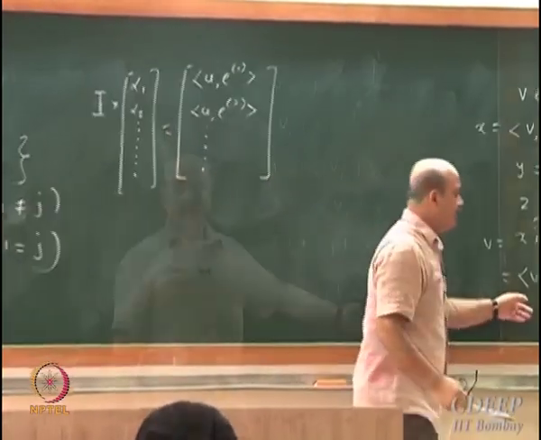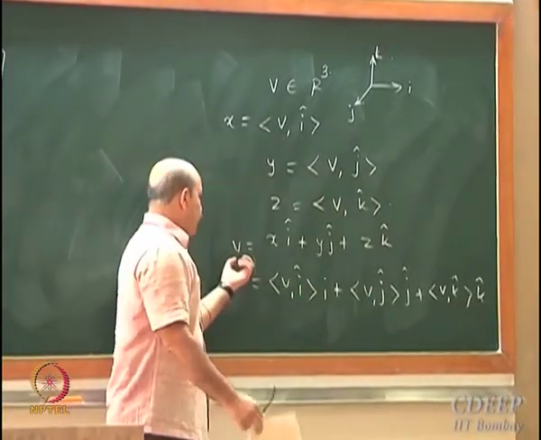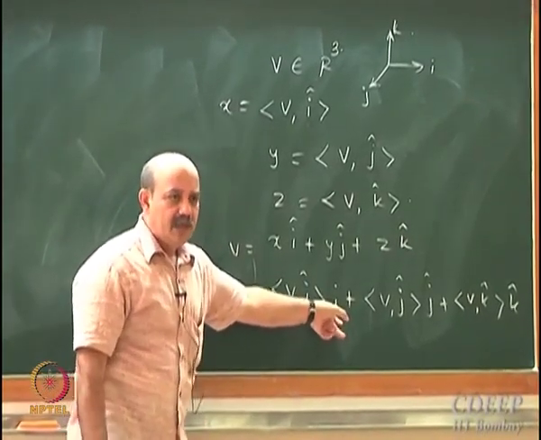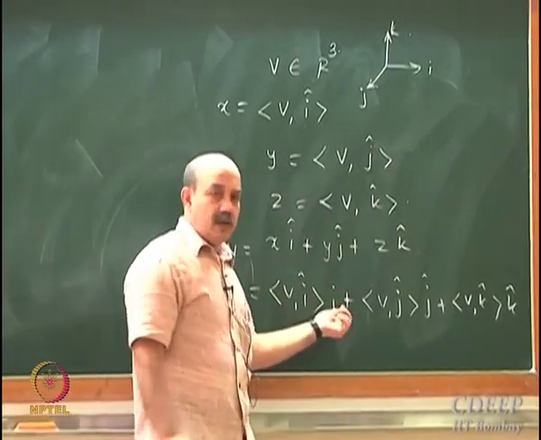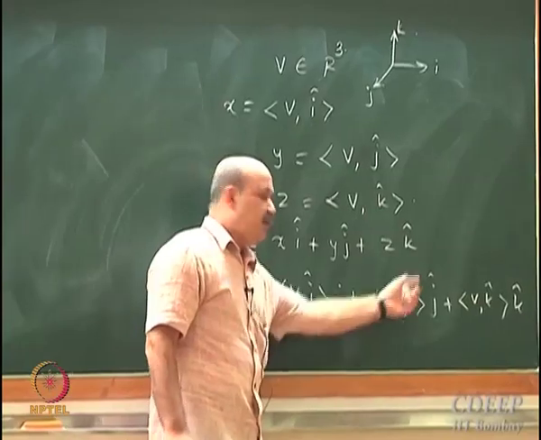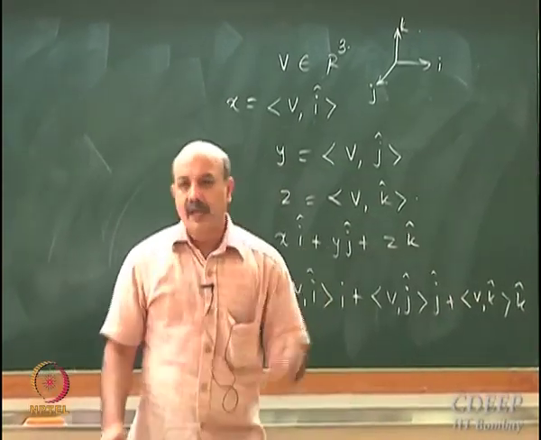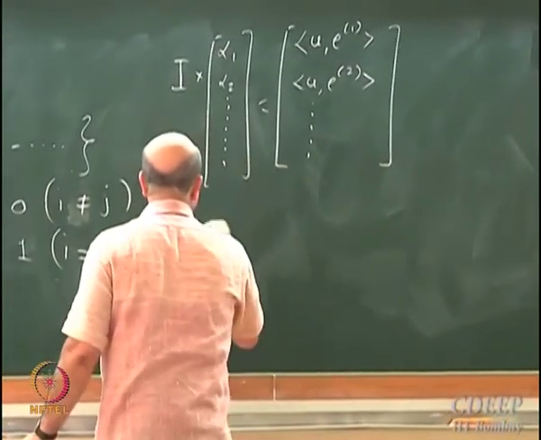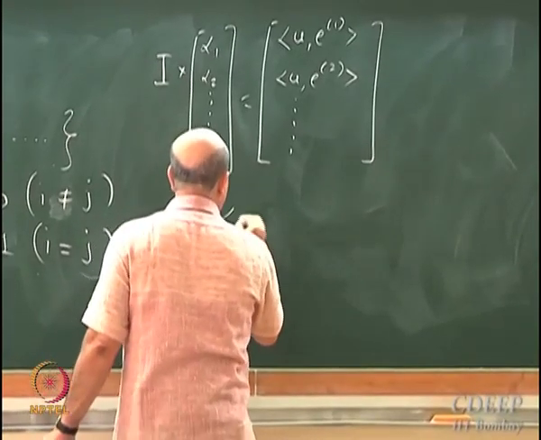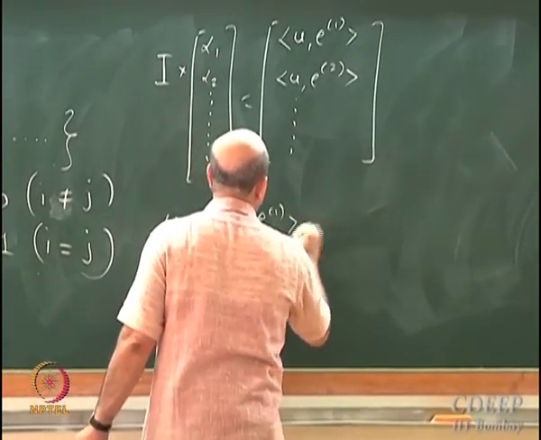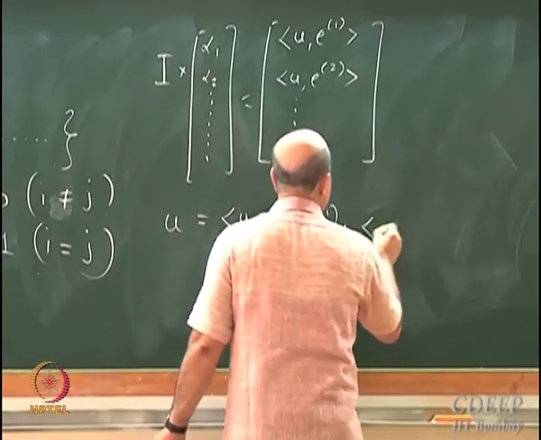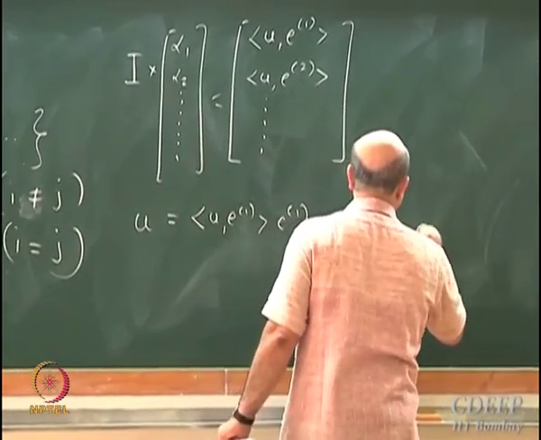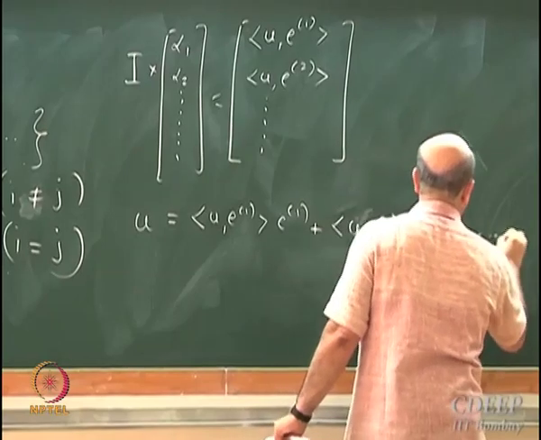How did we write the vector here? We wrote the vector v as the component of v along i times i, that is the direction i, plus the component of v along j times j, and so on. The same thing I can do here in the inner product space. I can write the vector u as the inner product of u with e1 times e1, plus the inner product of u with e2 times e2, plus and so on.